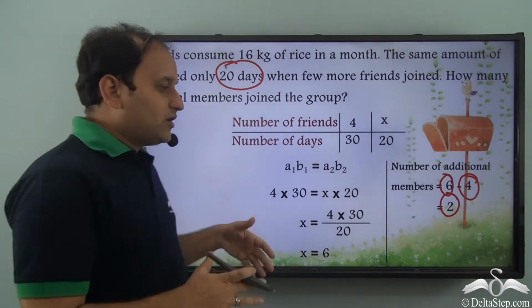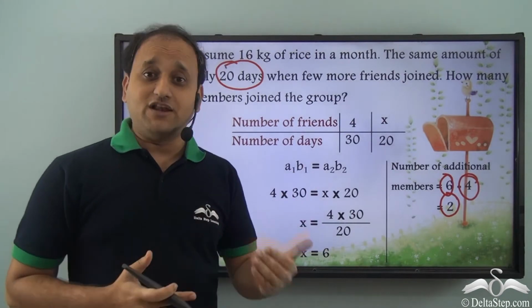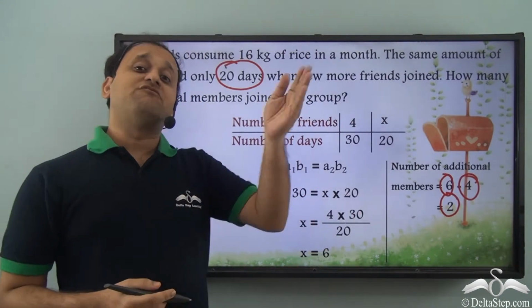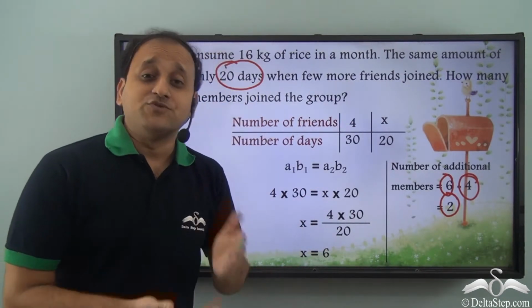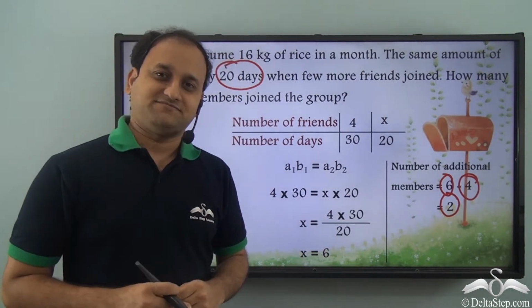So this is how you will solve such problems for inverse variation. First of all, you need to identify what type of variation it is and then you can apply the rule of variation and solve such problems.